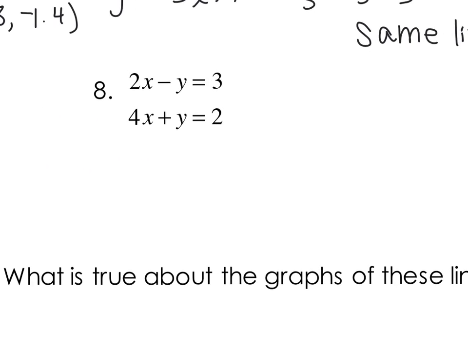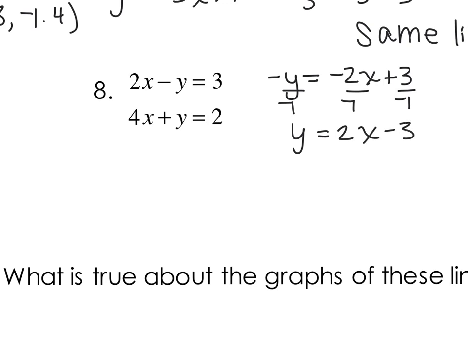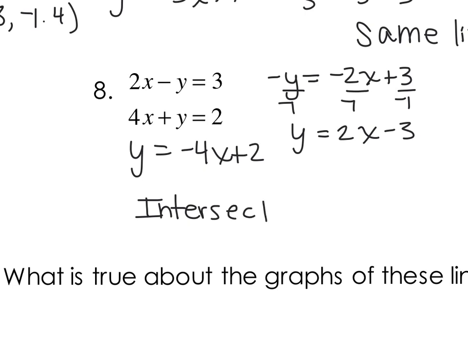All right, number 8. -y equals -2x plus 3. Divide by -1. Y equals 2x minus 3. And this one is y equals -4x plus 2. So I have different slopes and different intercepts, so they're going to intersect. If you do this on your graphing calculator, they intersect at about 0.83 repeating, -1.3 repeating.